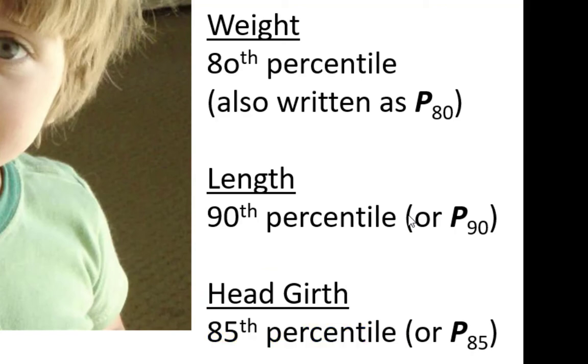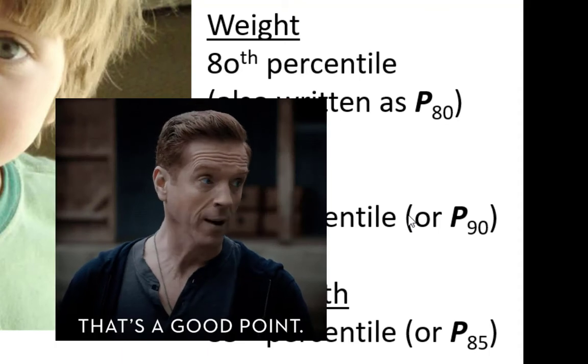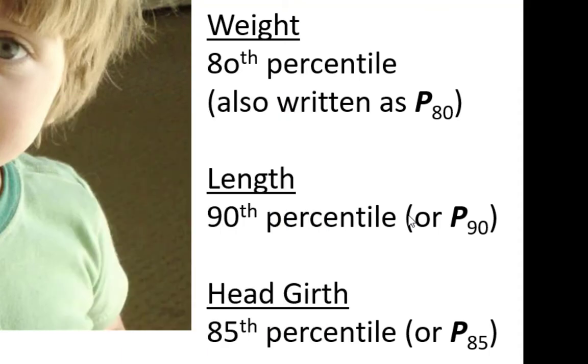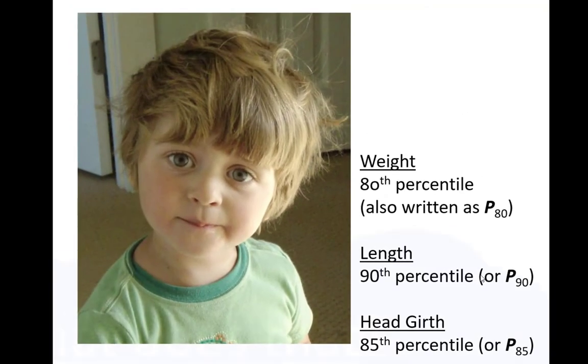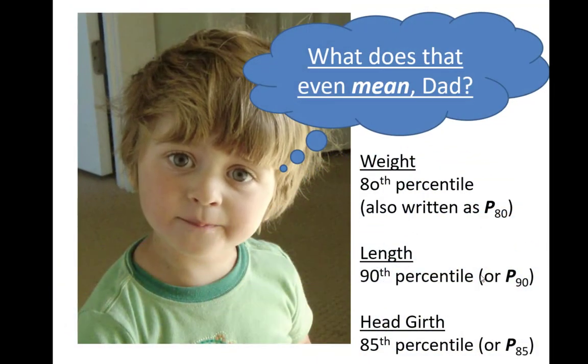But what I want you to look at is the numbers: 80th percentile for weight. What doesn't that tell you? It doesn't tell you how much he actually weighs. Just like his length, he's in the 90th percentile for length. So how long was he? He's in the 90th percentile. How about the head girth? His head is in the 85th percentile for girthiness. So you might be wondering the same thing Max is. What do these numbers mean? And why do we even need them?